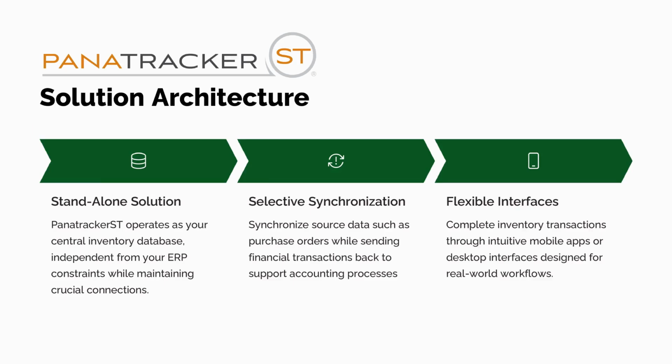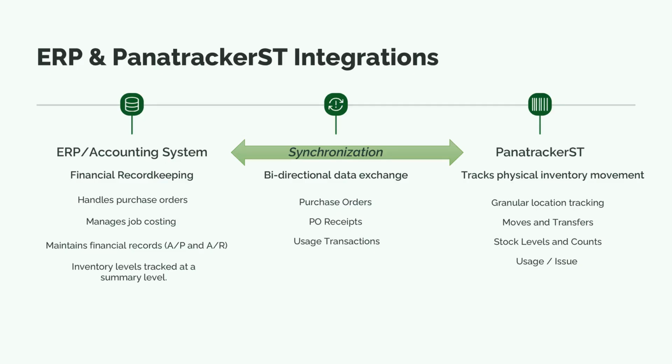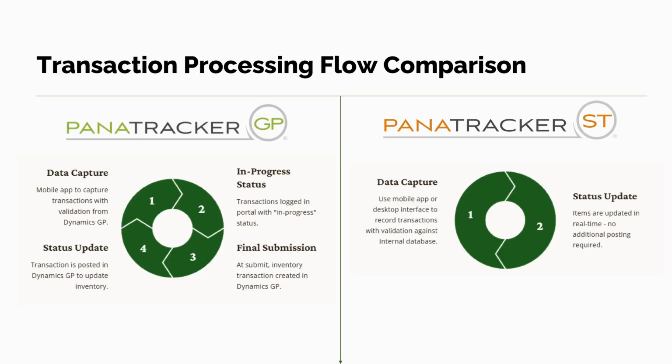Let's first explore the PanatrackerST architecture. The system is a standalone inventory tracking solution and serves as the central inventory database instead of your ERP. Transactions are completed using the mobile app or desktop interface. Source data, such as purchase orders, can be synchronized to support receiving in PanatrackerST. Transactions with financial impact, such as receipts to support accounts payable, and adjustments or GL entries for final issue of inventory, can be sent back to the ERP when needed. Both systems are built with a mobile-first approach to streamline data capture, supporting barcode scanning for accuracy and efficiency.